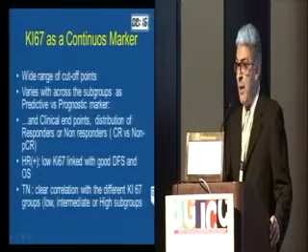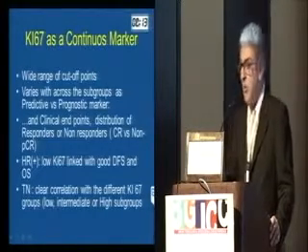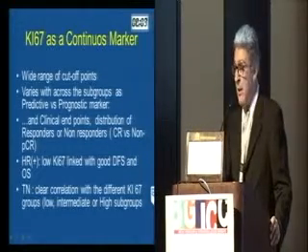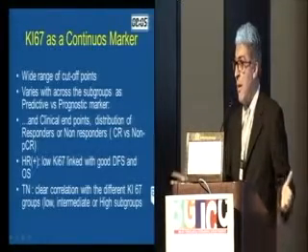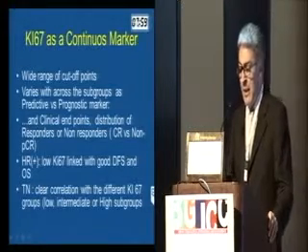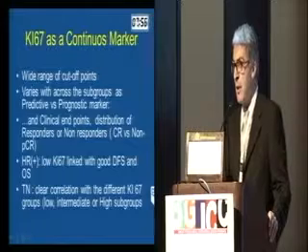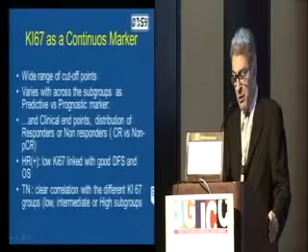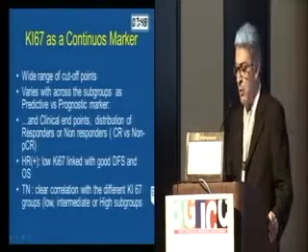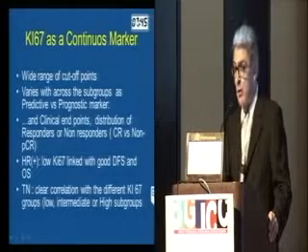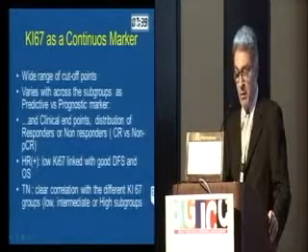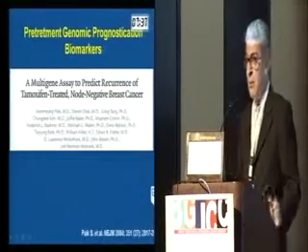So, therefore, it is found that there is a wide range of cutoff points based on the study. It varies across the subgroups as predictive versus prognostic markers. It can give you different information depending upon how you look at it, and also with the clinical endpoints, the distribution between responders and non-responders, i.e. pathologic complete remission versus non-complete remission. HER2 positive tumors with low Ki-67 are linked with good progression-free survival, disease-free survival, and overall survival. With triple negative, it was not informative at all.